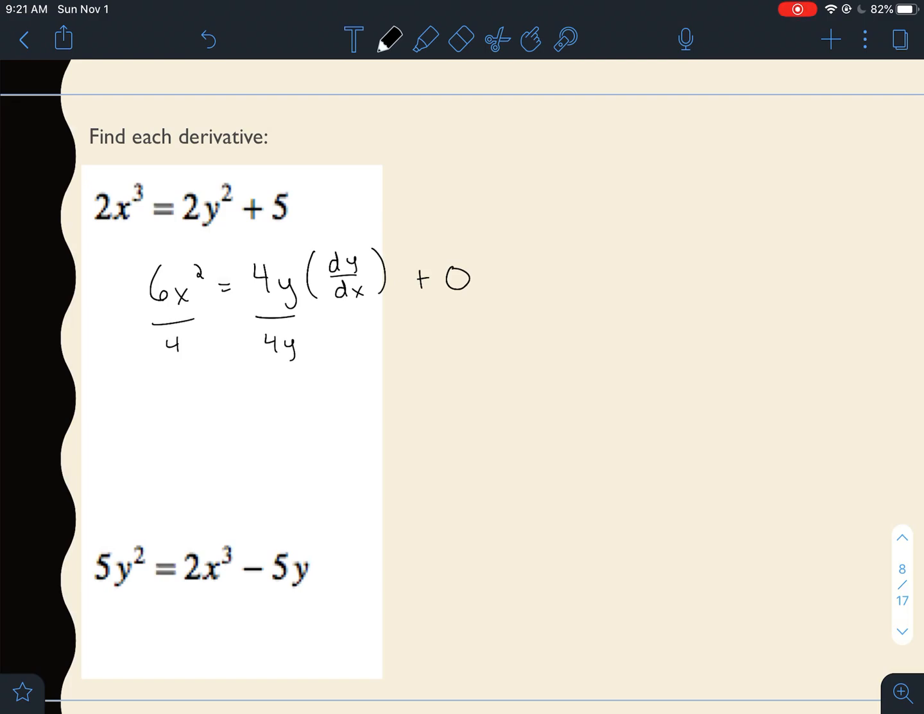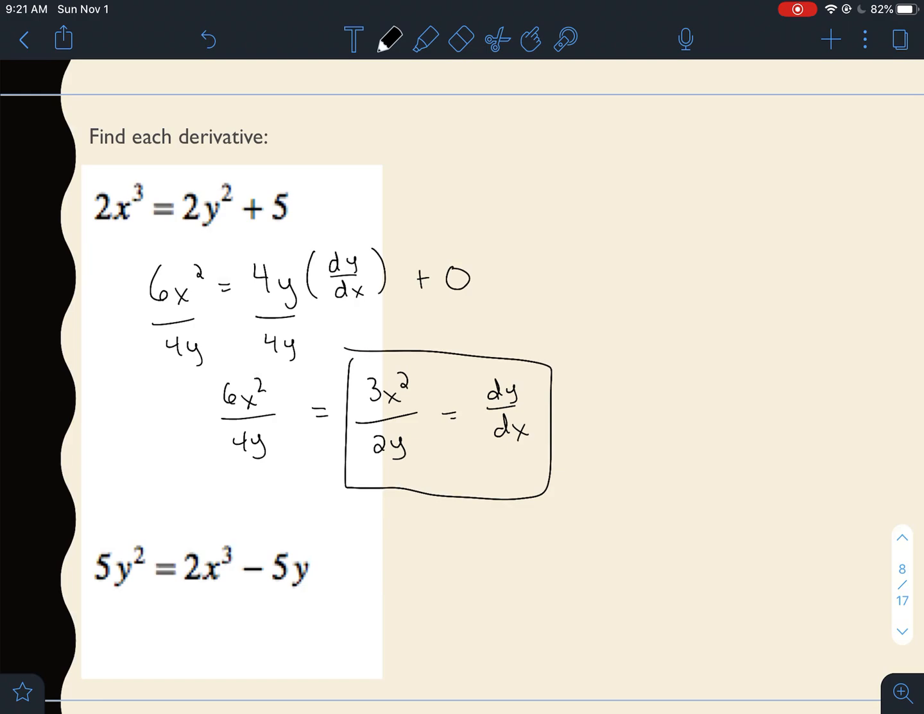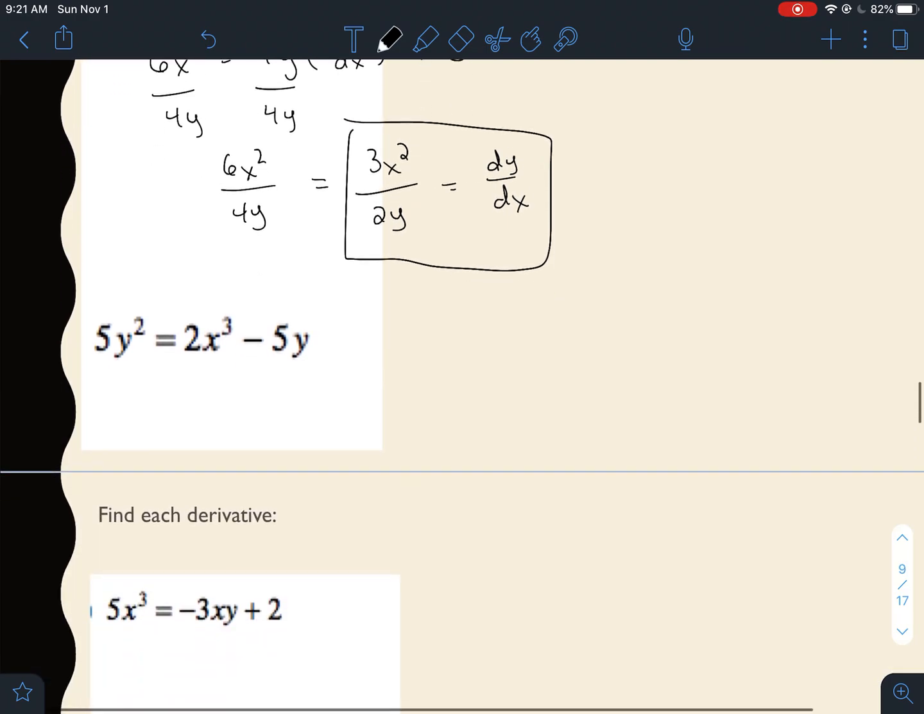And now we're going to solve for dy over dx. So we're going to divide both sides by 4y. And so we have 6x squared over 4y, and if I reduce this, I get 3x squared over 2y is equal to dy over dx, and that would be the derivative of that relation.